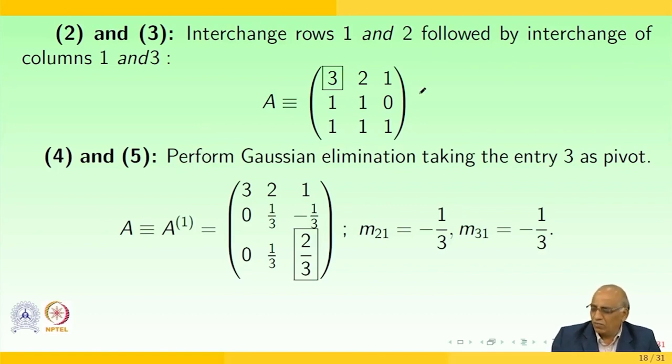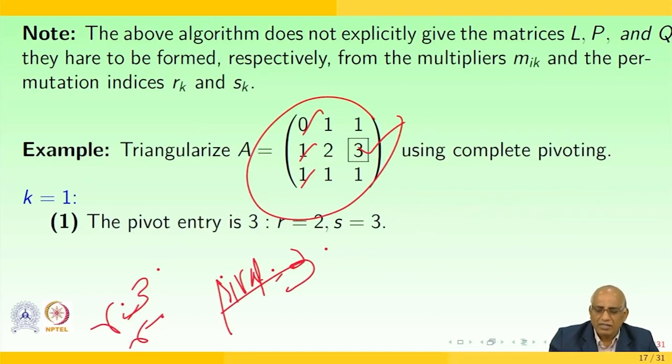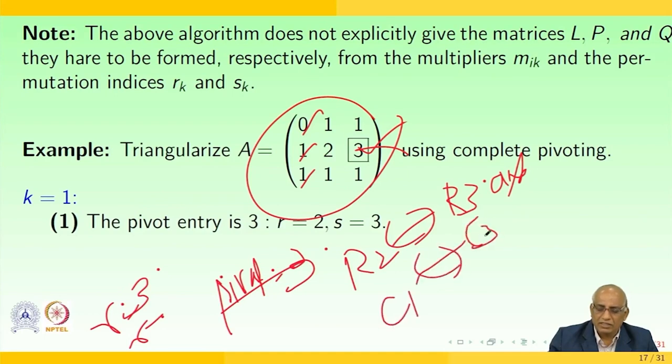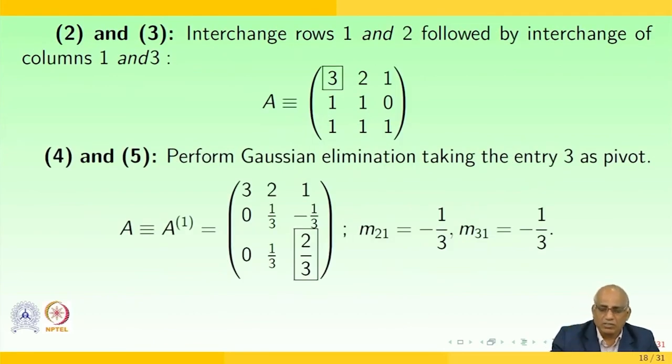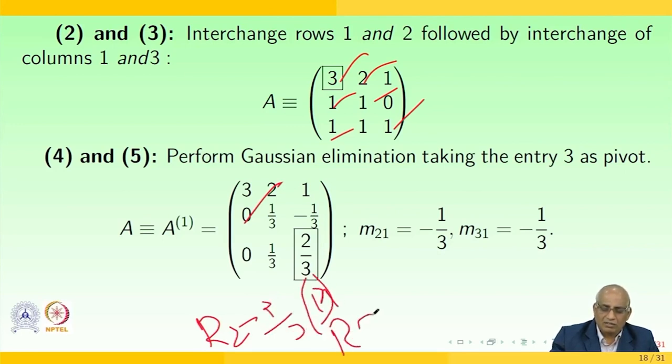So what I mean to say is, interchange R2 as R3 and C1 as C3. Essentially this element will come as the 1-by-1 element. That is what I did over here. Now in this equation, we want these to be 0. So that means R2 minus 1 over 3 times R1, and R3 minus 1 over 3 times R1. So these two will be zeros.